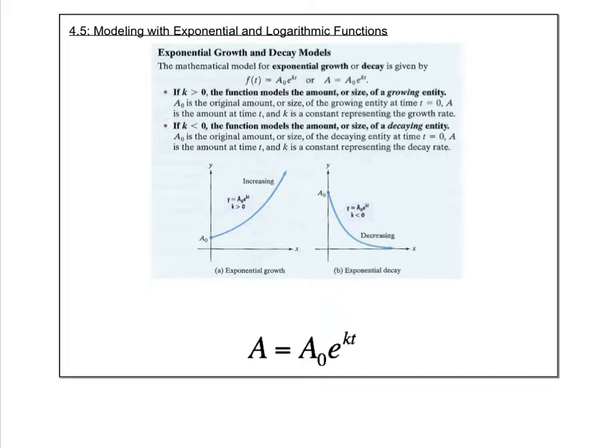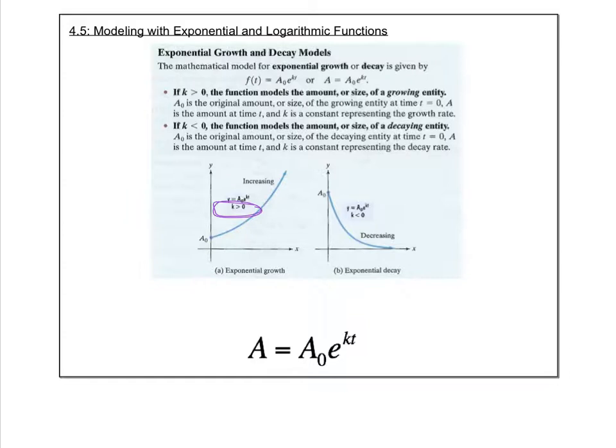This first slide just shows you the difference between a growth problem. A growth problem is going to increase over time. What you're going to notice, the important thing here, I'm going to circle it, is that K, which is part of the equation, is going to be greater than or equal to 0. If it's a positive value for K, you know that it's going to be a growth function, that it's going to increase over time.